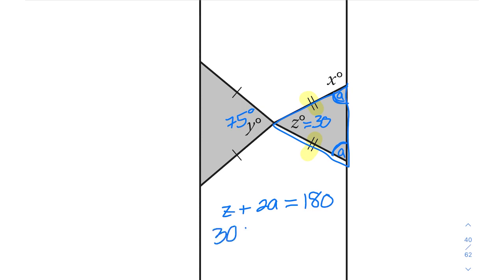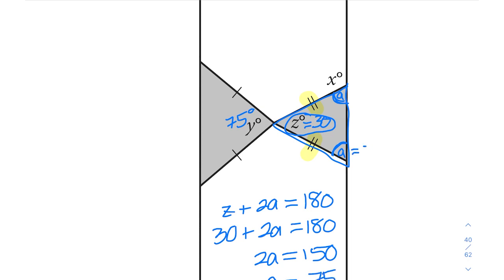And we know z is 30. So this is like saying that 30-degree angle that we have here plus those other two equals 180. Subtract 30. 2a would be 150. Divide by 2. A would equal 75. So each of these angles would be 75 degrees.